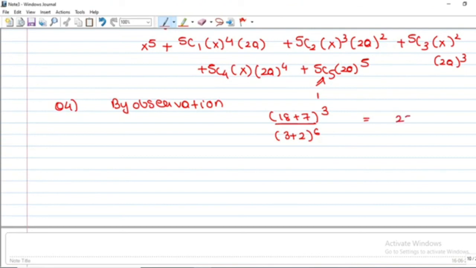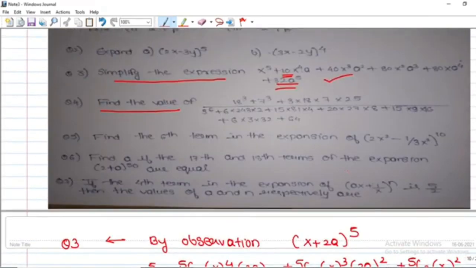So what you can write here is 25 power 3, and here 5 power 6. Now you can make it 25 by writing 6 as 2 into 3. So if you take 5 power 2 you can write it as 25. So it is nothing but 25 power 3 upon 25 power 3, which will turn out to be 1. So the value of the given expression is 1.